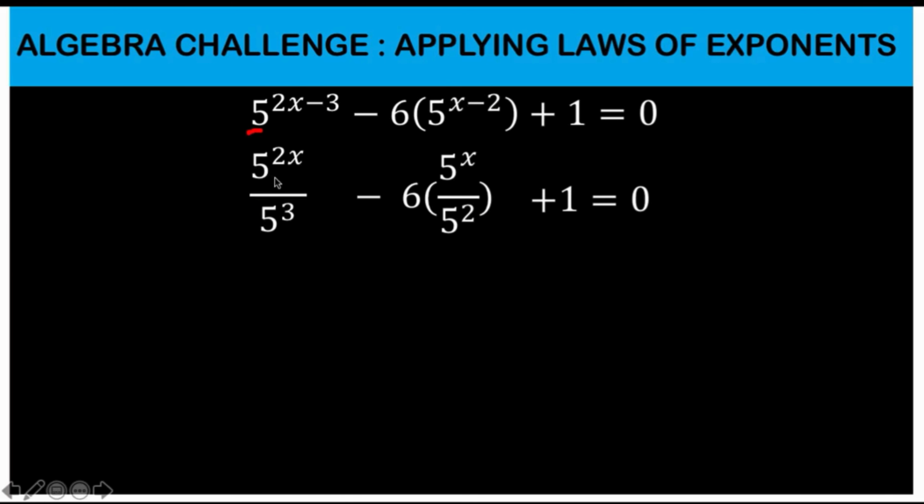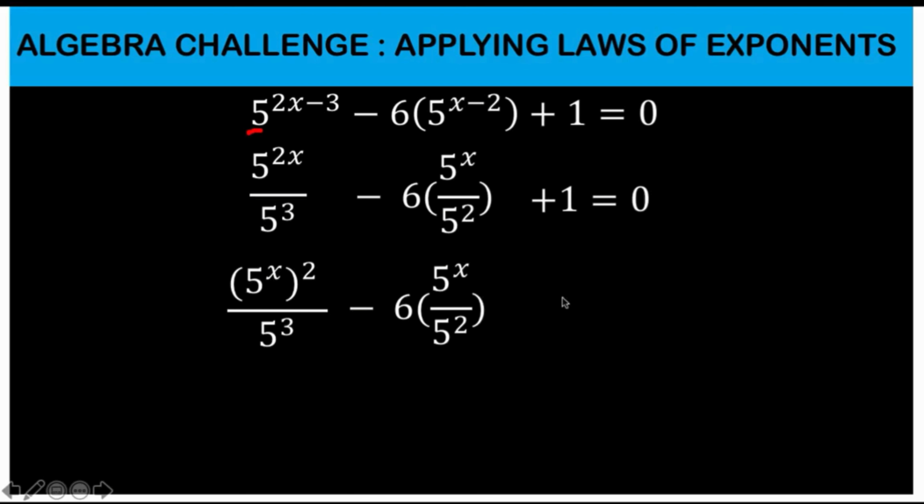Notice that by applying the converse of the power rule, if you are given this exponential expression 5 raised to x all raised to another exponent, we can simplify this by multiplying the exponents 2 and x. And this form is exactly the same as 5 raised to 2x. When you multiply x times 2, you get 2x. So therefore, 5 raised to 2x can also be rewritten as the base 5 raised to x and exponent 2. And we just copy 5 raised to 3. Then we just copy the second term and we copy plus 1 equals 0.